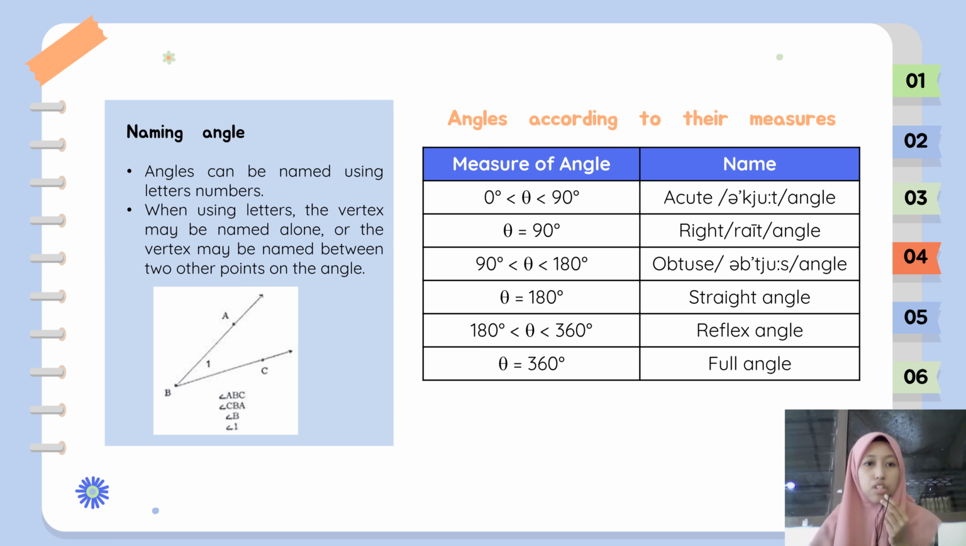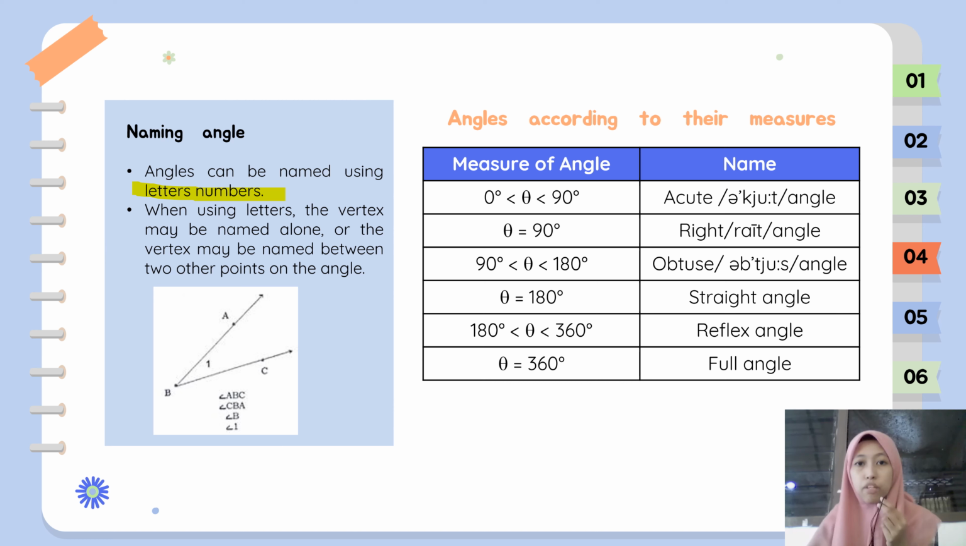The next, naming angles. An angle can be named using a letter or number. When using letters, the vertex may be named alone, or the vertex may be named between two other points on the angle. This is the vertex and the name AC.